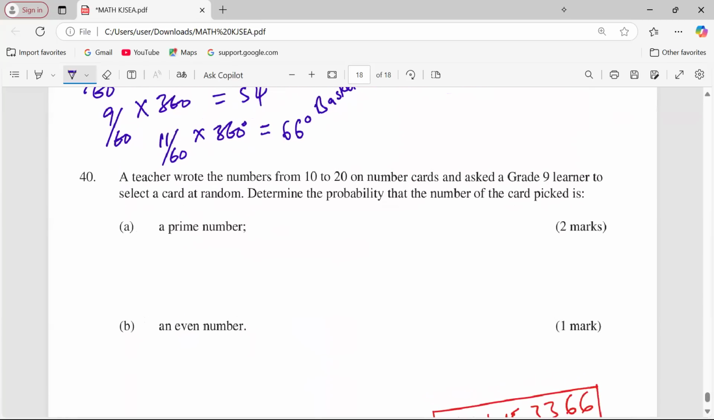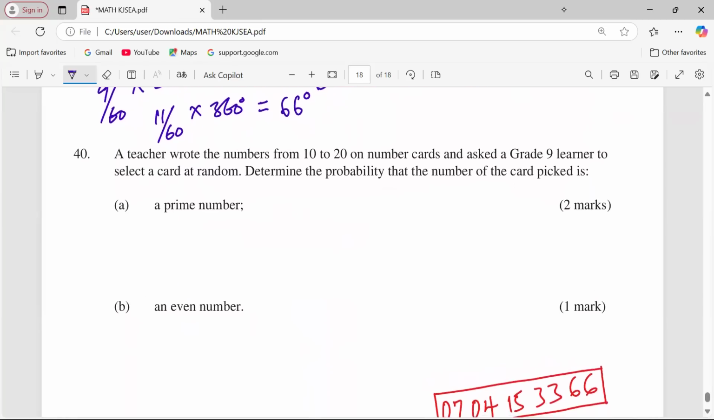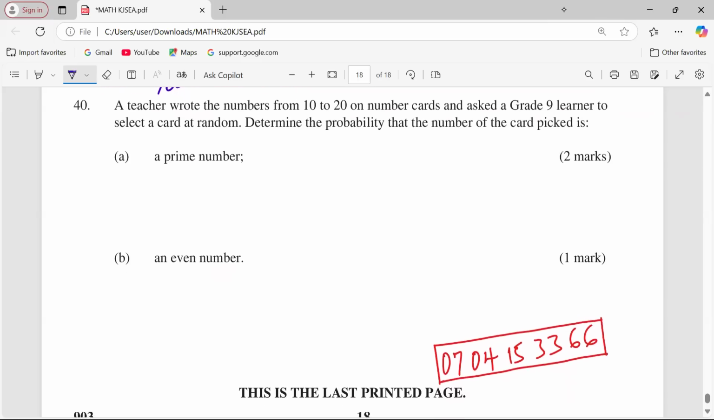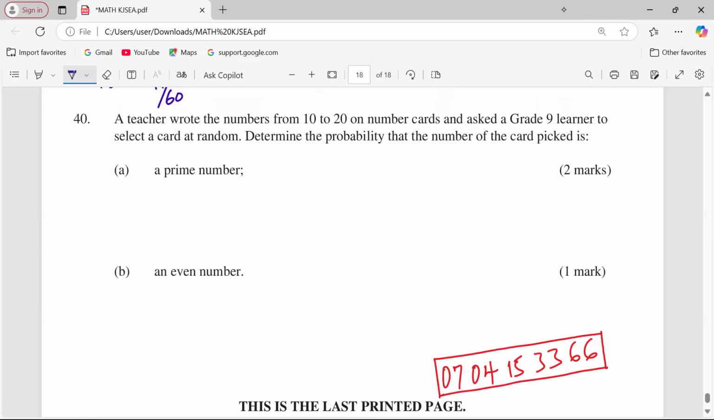Number 40 now, which is our last question. A teacher wrote the numbers from 10 to 20 on number cards and asked grade 9 learners to select a card at random. Determine the probability that the number of the card picked is A, a prime number, B, an even number. So we can write all of them.